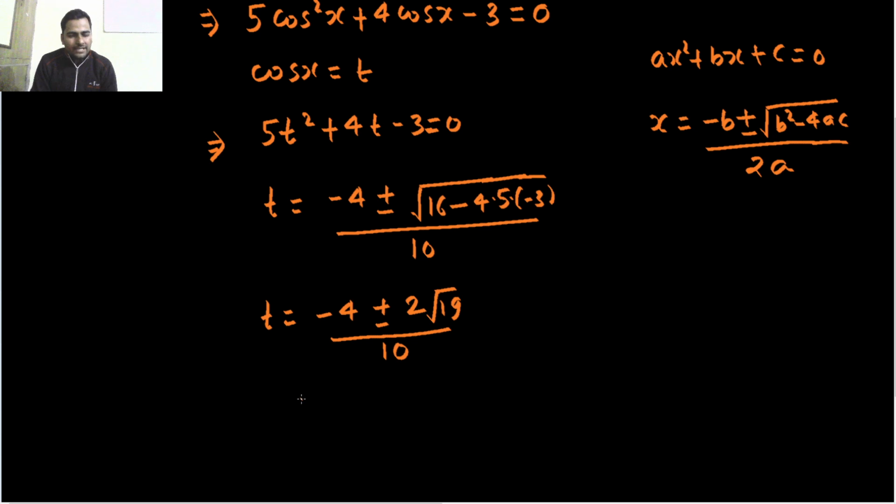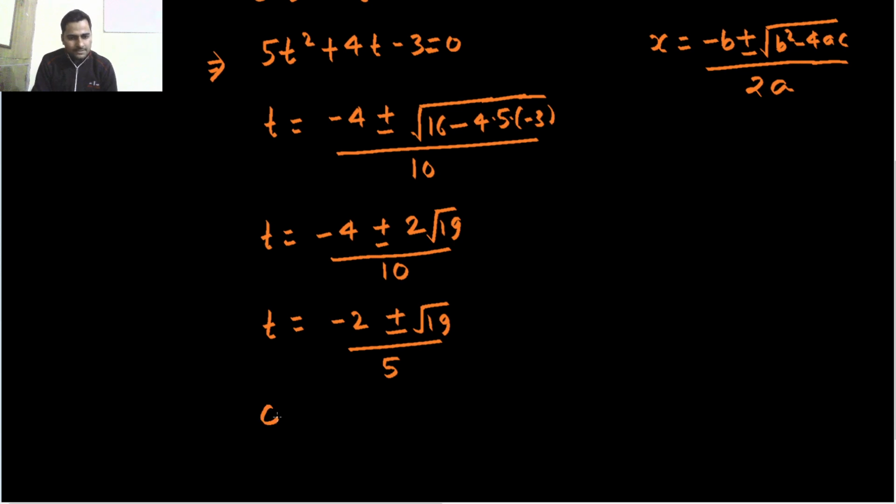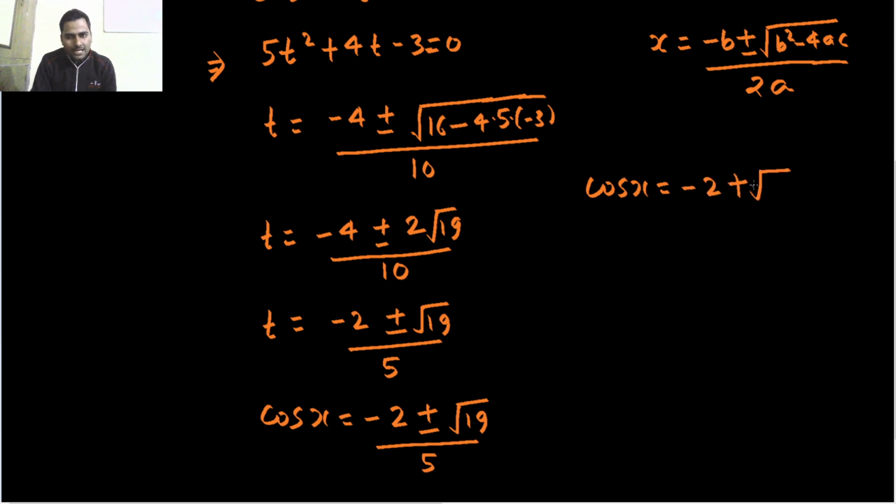And anything else we can do? Yes, we can cancel 2 from numerator and denominator. You get this. Anything else? No. What was t? It was cos x. You get two things from here. Cos x is minus 2 plus under root 19 by 5.